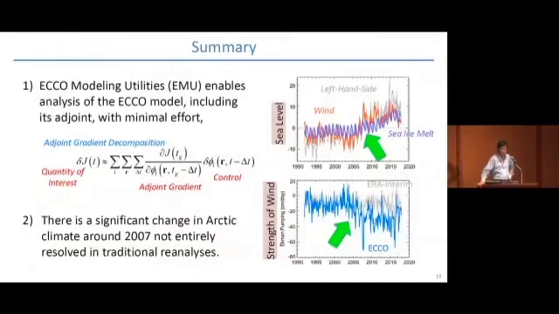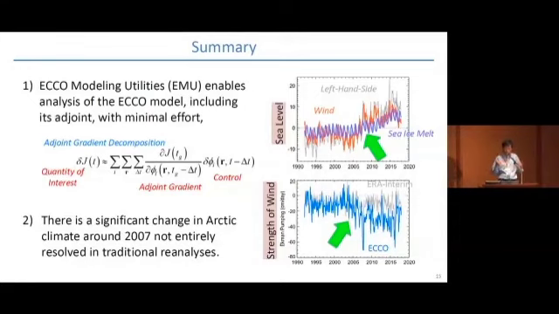Last slide. In summary, EMU enables analysis of the ECCO model, including its adjoint, with minimal effort. These tools allow analysis that is difficult to conduct with the state output by itself, and we advocate for wider availability of similar tools. Applying this tool to the Arctic shows that the rapid sea level rise observed in the Beaufort Sea is a result of a major shift in Arctic wind around 2007.